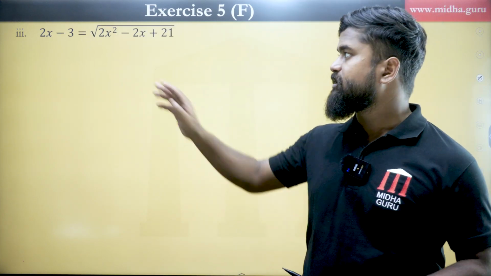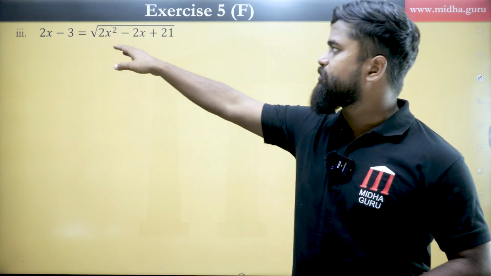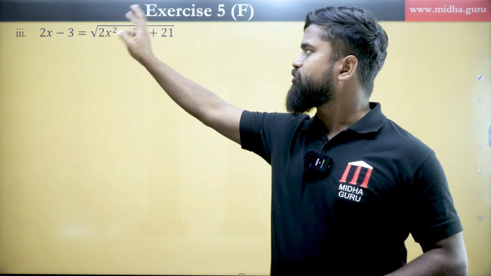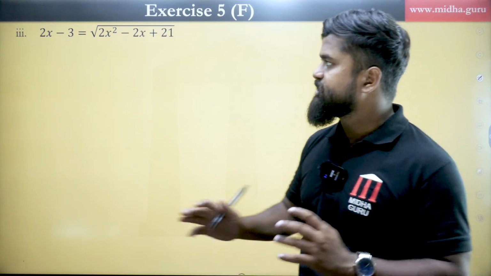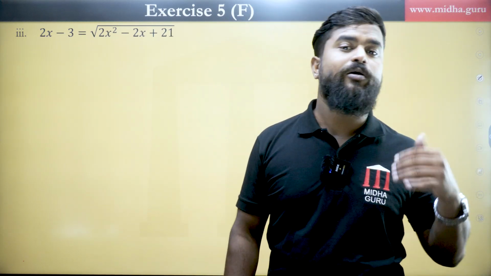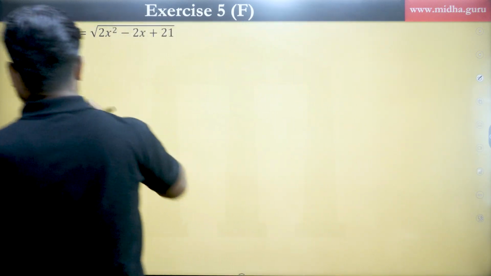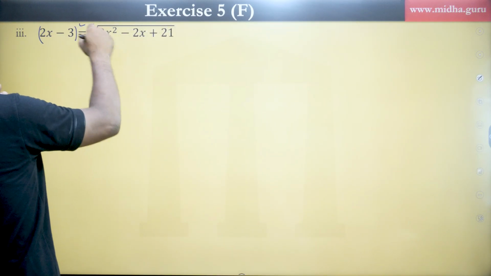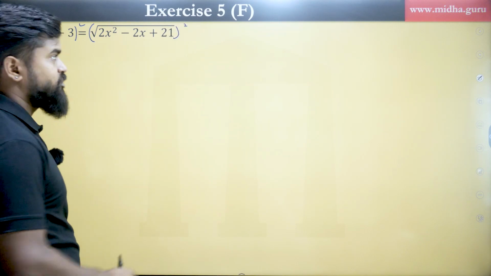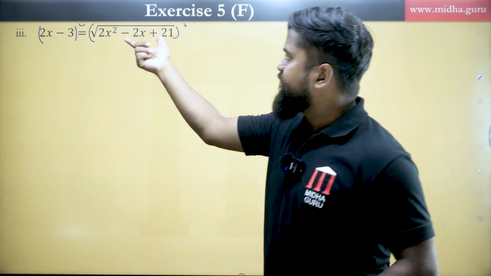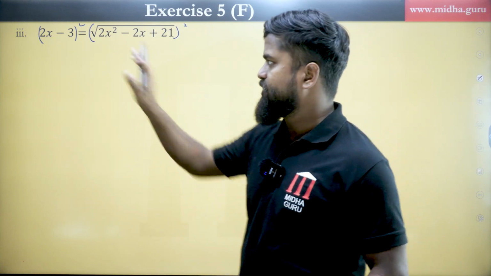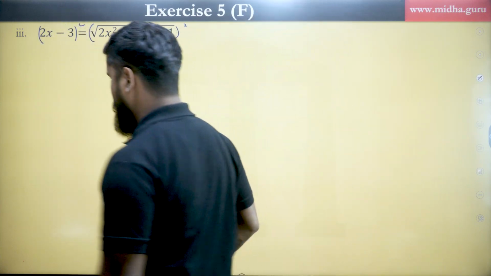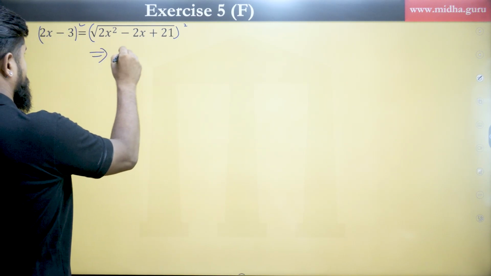Now in the next problem, we have an equation that looks like 2x - 3 = √(2x² - 2x + 21). The first step will be taking the square on both sides. Put the square here and also on this. When I open the bracket here, the square and the square root get cancelled because they are inverse functions of each other. And here we have to do the whole square. So let's begin.